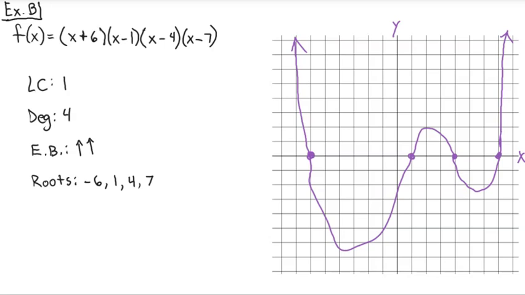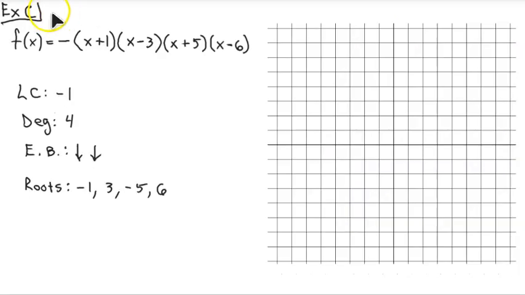Now let's try just one more example. Okay, this is our third example. We have f of x is equal to the negative of, so this is like a -1 right here, right? -1 times x plus 1 times x minus 3 times x plus 5 times x minus 6.